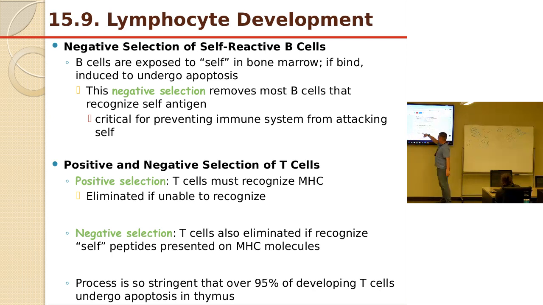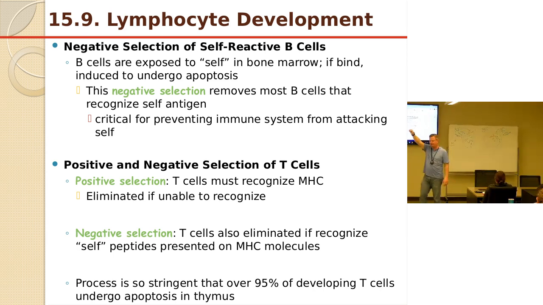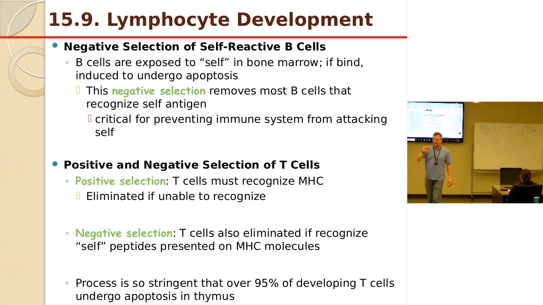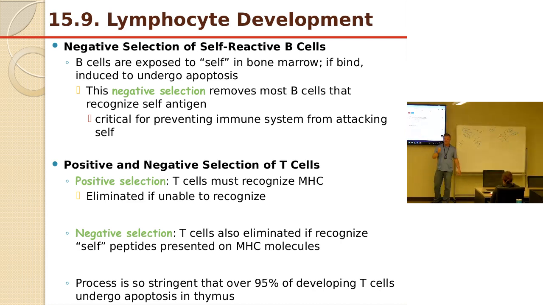Now positive and negative selection of the T cells. They have to go through both. Positive selection: the T cell has to be able to recognize the correct MHC. CD4s have to recognize MHC class 2s. CD8s have to recognize MHC class 1s. If they cannot, they are useless. They cannot do their job. That's called positive selection. We're positively selecting the ones that can find their correct MHC.